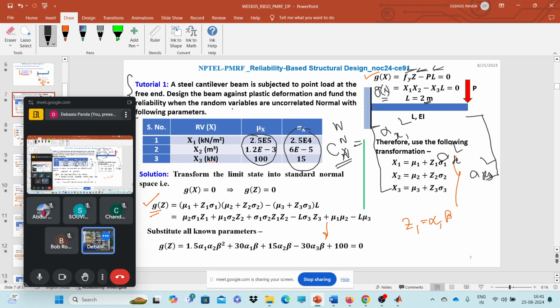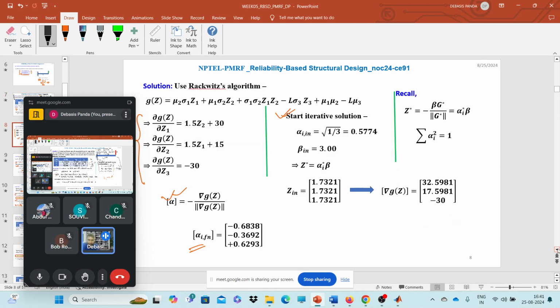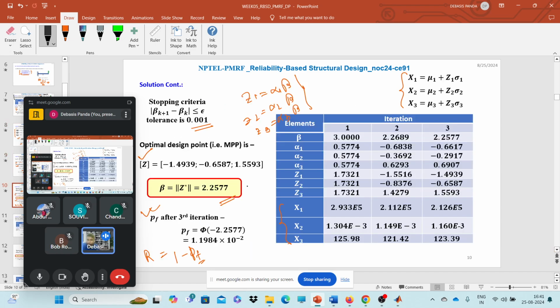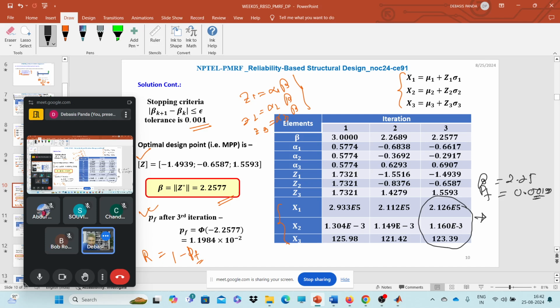Initially these are our mean points. In the deterministic design we consider this mean point, but ultimately what we have seen is that if all follow normal distribution and are uncorrelated, then finally this will be our design point. We need to design based on that, so that we can achieve beta equal to 2.25 and probability of failure equal to 0.0019. Getting my point, Bob?